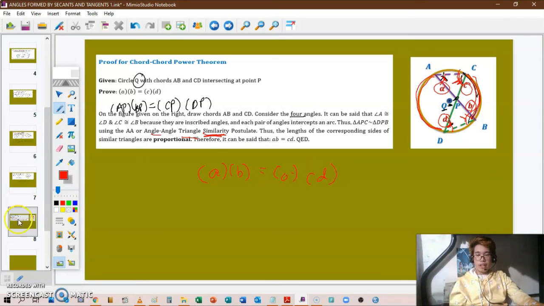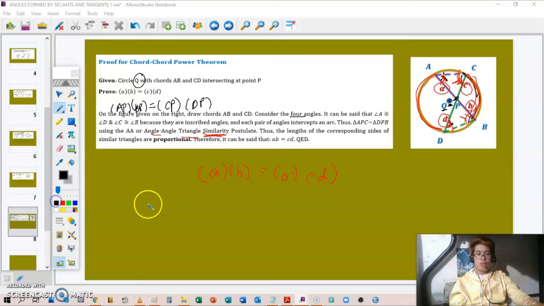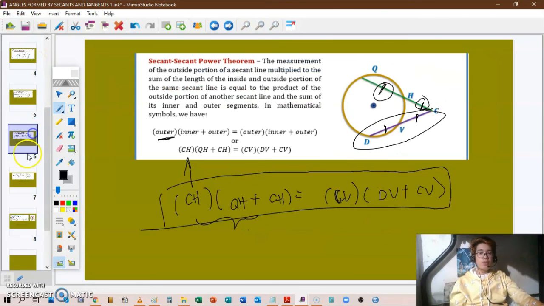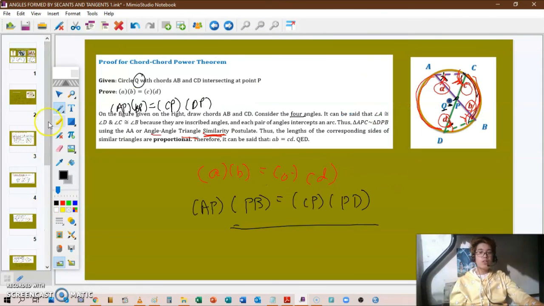We can write that as AP times PB, or BP, will be equal to CP times PD. There you go. So we have all of the theorems that we need for our word problems. Let's try to solve some word problems.